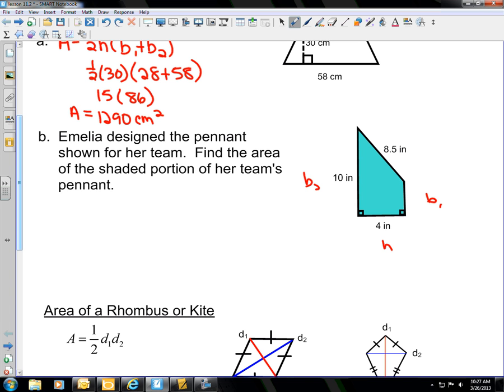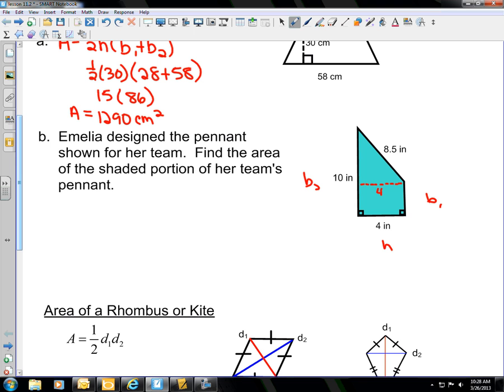Now, do I have enough information in order to solve this right now? No. What's missing? The base 1. Okay, so I've got to figure out what this base 1 is going to be. So what I might do is draw the other height here, which is still 4, and I create a rectangle here and a triangle up here. What should I do to help me figure out what this base 1 is? Any ideas?